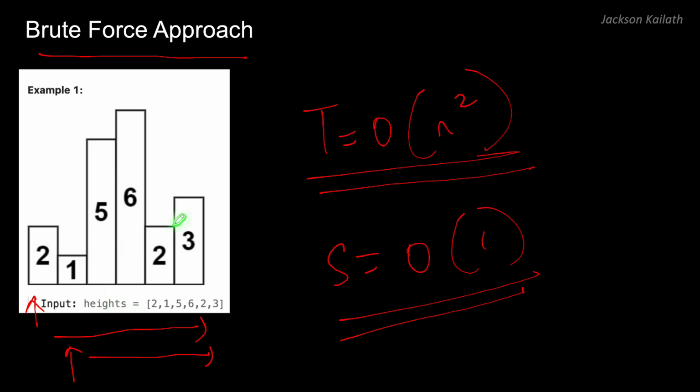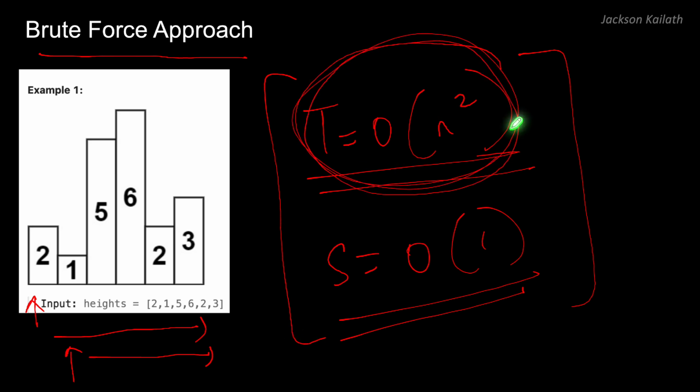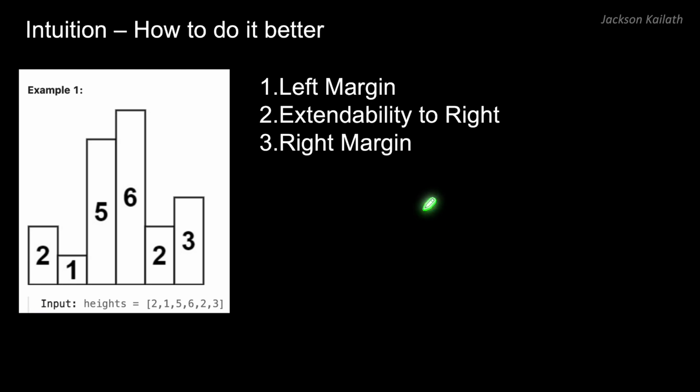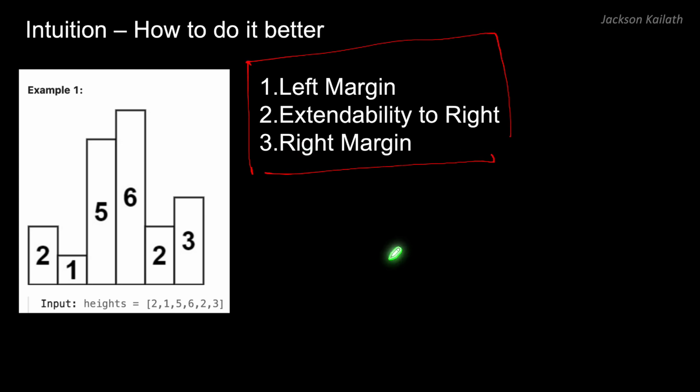Now the question is, can we do better? A time complexity of O of n square is not the best time complexity. So yes, let's try to do better. For that, first, let's build the intuition on how we can do better. And secondly, let's talk about these 3 points to get into the nitty-gritties. So let's start with the intuition.